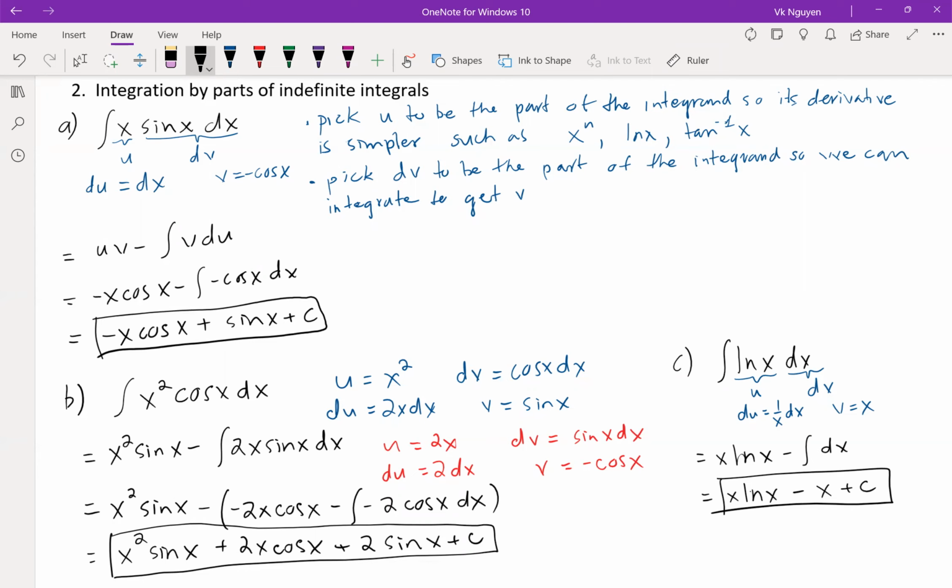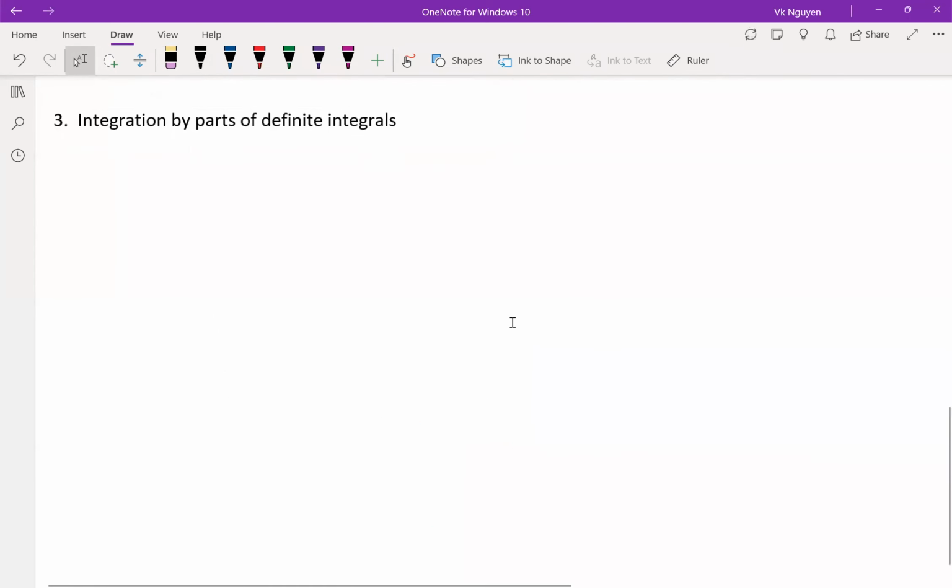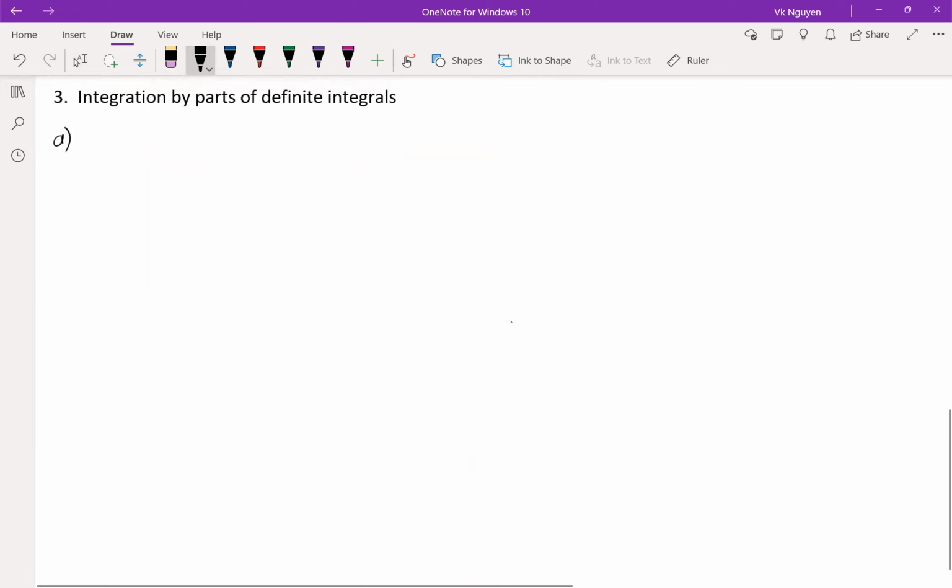Let's move on to 3, integration by parts of definite integrals. Let's take a look at A, the integral from 0 to 1 of arctangent x dx.